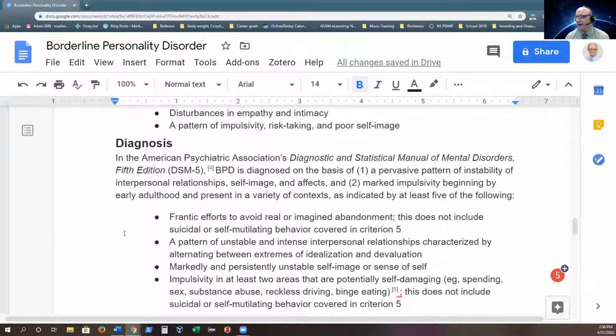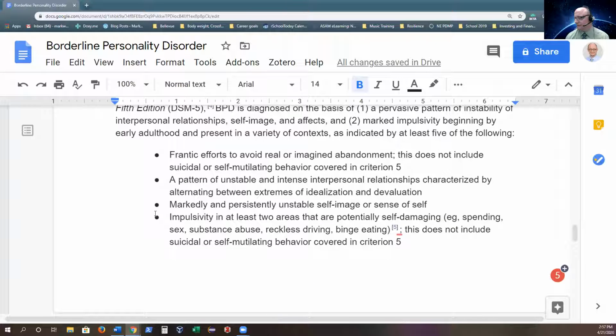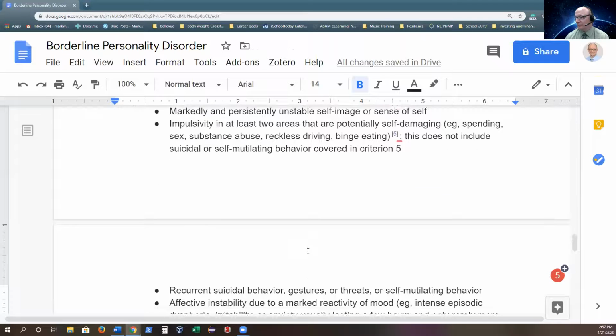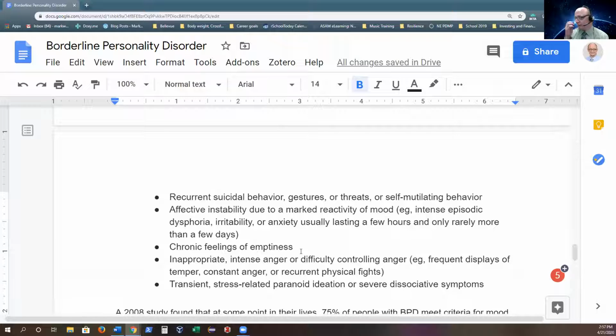So the diagnosis, we've talked over and over. It's pervasive. Let's scroll down. Impulsivity can be things like spending or, you know, dangerous sex practices, substance abuse, reckless driving, binge eating. Impulsivity does not necessarily include suicide or self-mutilating behaviors, because that's a different one of the criteria, which is recurrent suicidal behavior, gestures or threats, or self-mutilating behavior.